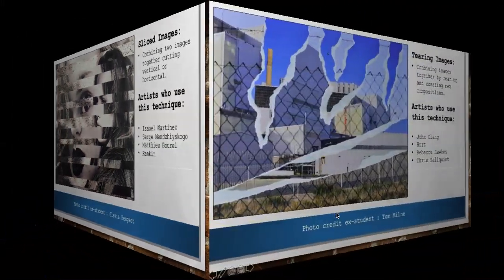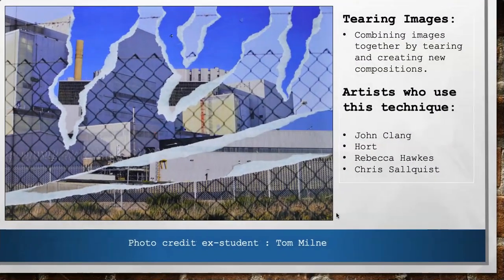So the next technique is called tearing. It's the sort of tearing and combining images. This is produced by Tom, and he's combined two or three different images here, and then he's just torn them. So you get this lovely sort of crude edge, quite organic, which works really well against the manufactured architecture of this big power station. So you get this lovely contrast, and it's a good way to start peeling layers underneath.